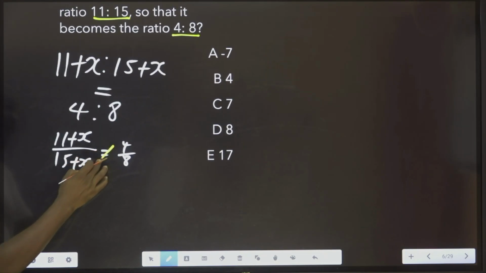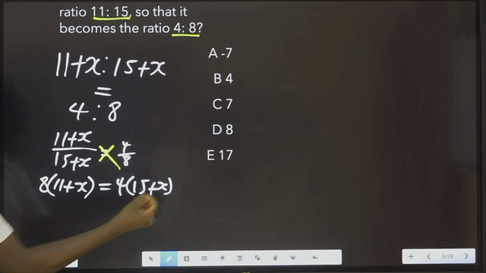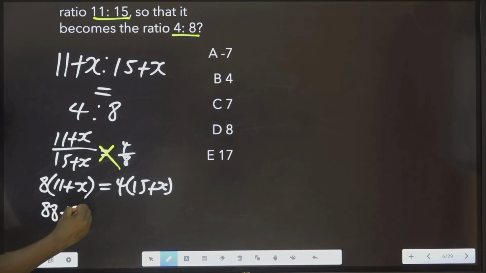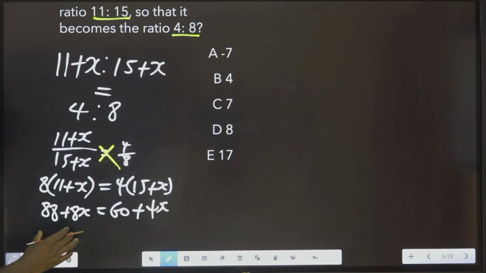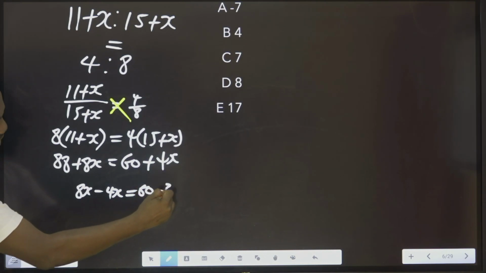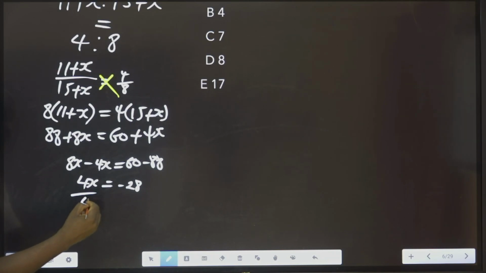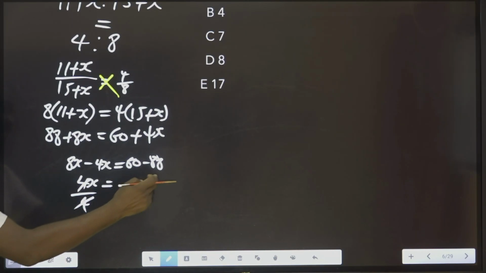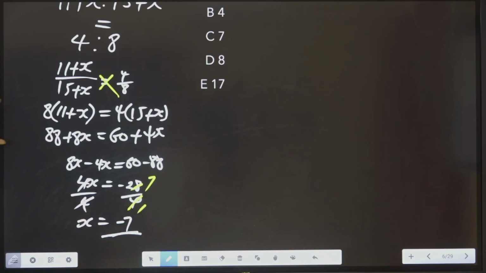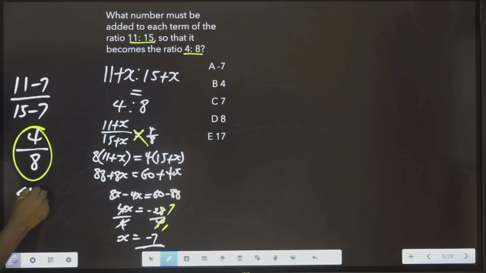If we solve for X now, it means we need to first of all cross multiply. Okay? If we expand this, this is 88 plus 8x equals 60 plus 4x. So 8x minus 4x, by moving this to this side, we move this to this other side. 60 minus 88. This is 4x equals minus 28. We divide both sides by 4. X therefore is, here is 7, that is minus 7. So we need to add minus 7 to both sides to get 4:8. We can test it. Here, 11 minus 7 over 15 minus 7. This will give us 4 over 8, which is 4:8.